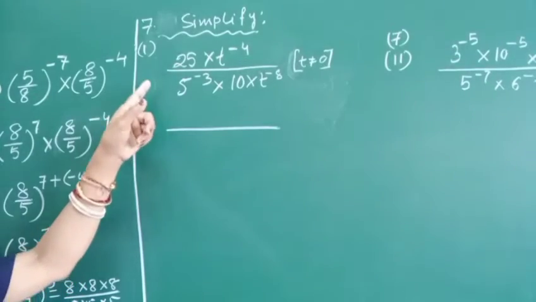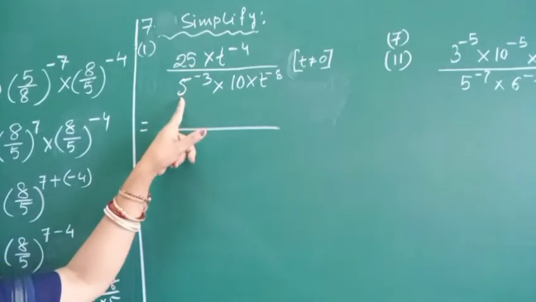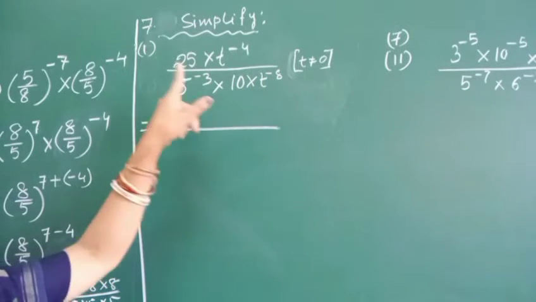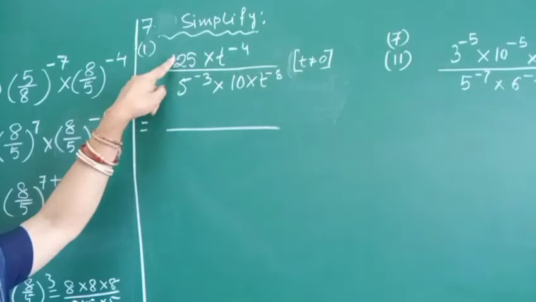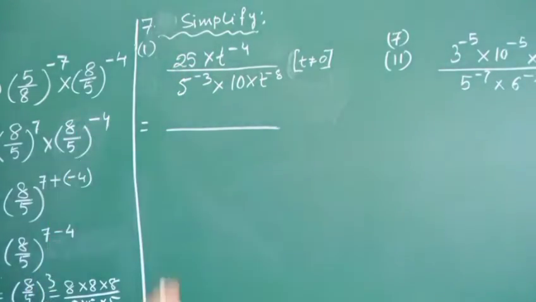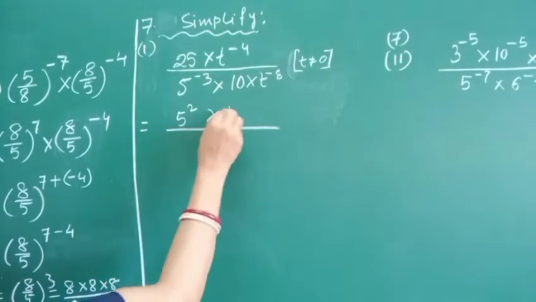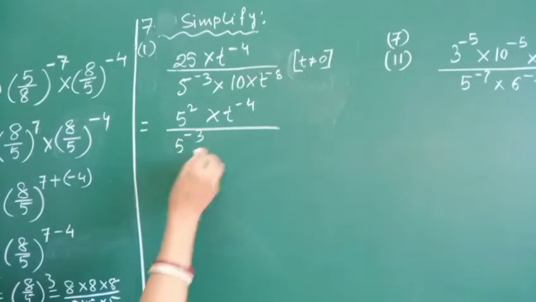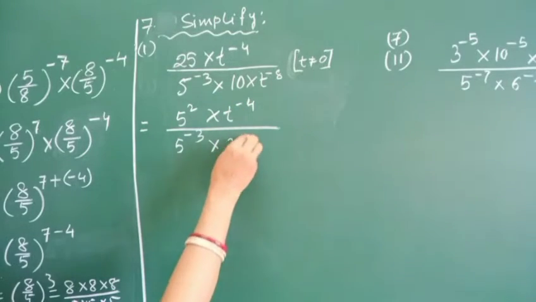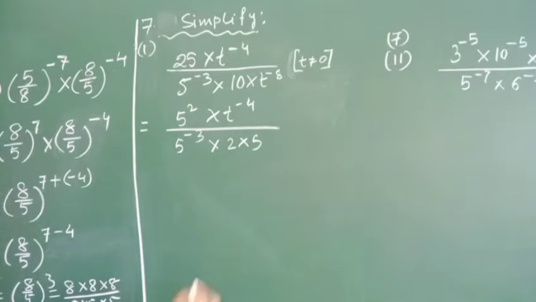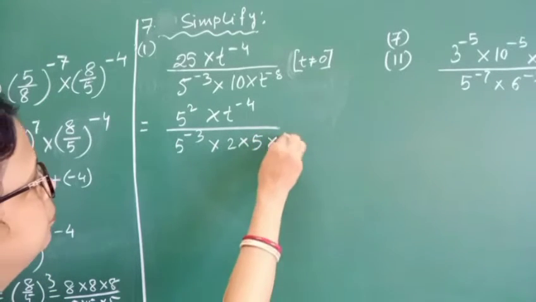Now question number, 125 into t to the power minus 4 by 5 to the power minus 3 into 10 into t to the power minus 8. Students, we will see that the numbers are in their prime factors form or not. We can clearly see that 25, we can write 5 to the power 2, 5 square, and t to the power minus 4 already it is given, 5 to the power minus 3, keep it as it is, 10 means 2 into 5, whole to the power 1, so 10 into t to the power minus 8.